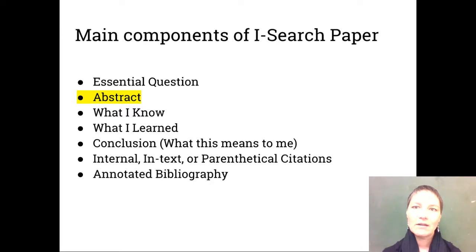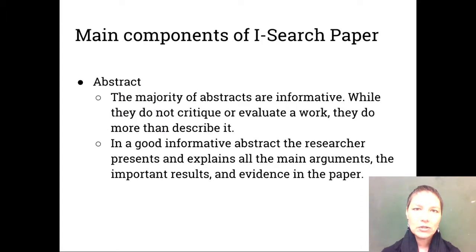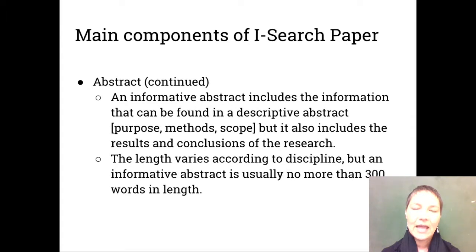The abstract component of the iSearch paper. For the abstract, the majority of abstracts are informative. While they do not critique or evaluate a work, they do more than just describe it. In a good informative abstract, the researcher presents and explains all of the main arguments, the important results, and the evidence in the paper. An informative abstract includes the information that can be found in a descriptive abstract, the purpose, methods, and scope, but it also includes the results and conclusions of the research. The length varies according to discipline, but an informative abstract is usually no more than 300 words in length.